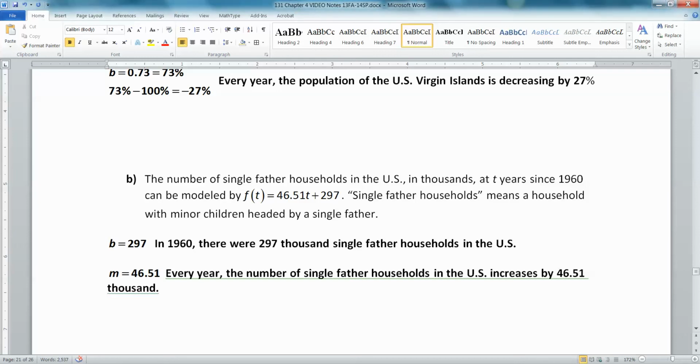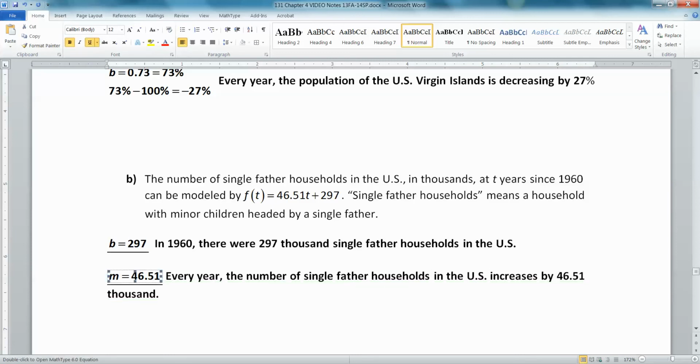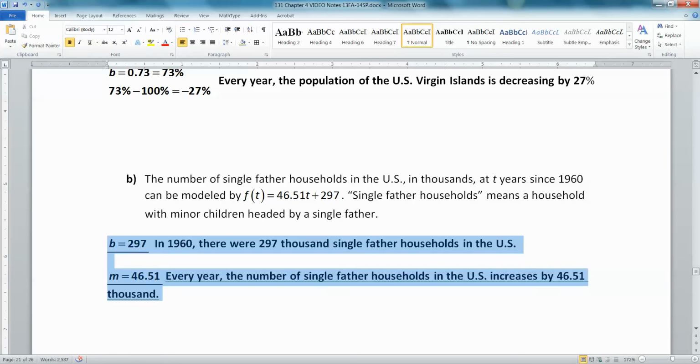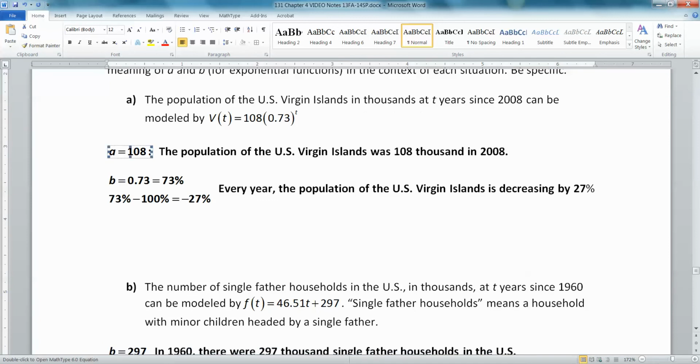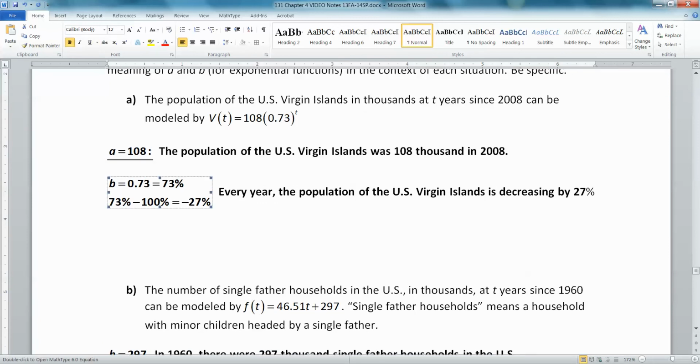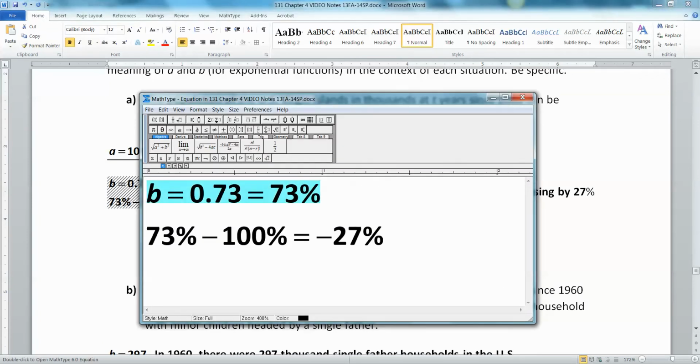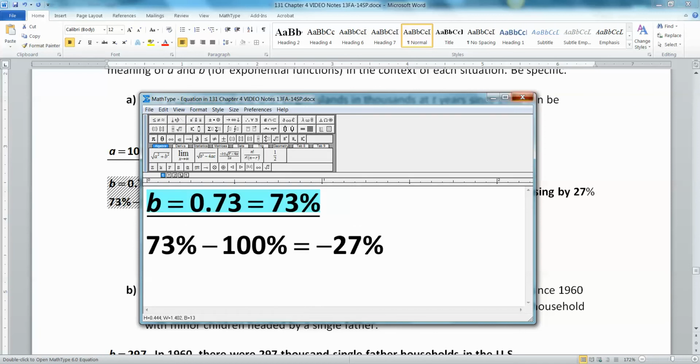Impressive, right? Okay, so we've reminded ourselves how to explain M and B. That was from chapters 1, 2, and 3. And then what we did in these last few videos, how to explain B and A for an exponential model.